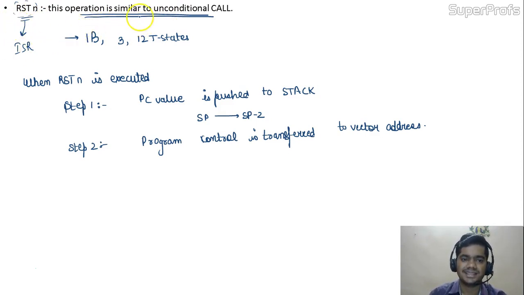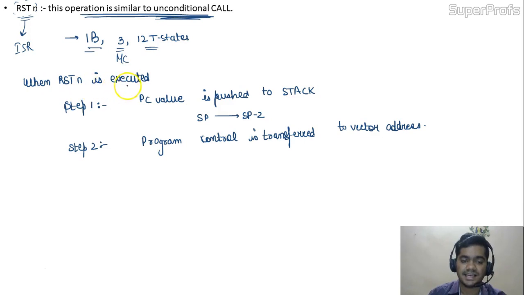So this can be regarded as an unconditional call, because in the unconditional call instruction we are also transferring the execution from the main program to another separate program. So it can be regarded as a 1 byte unconditional call. It is 1 byte, 3 machine cycles are involved and 12 T states are involved.